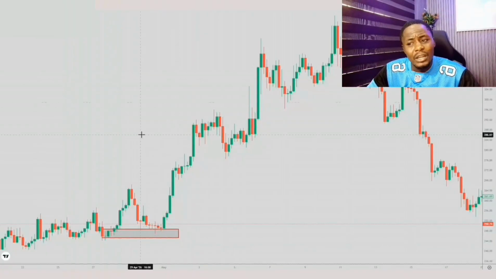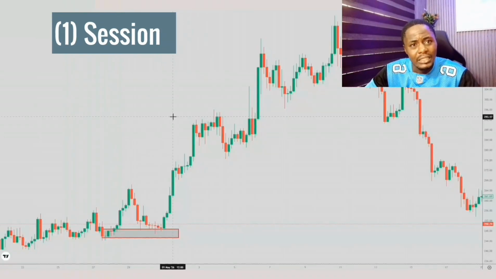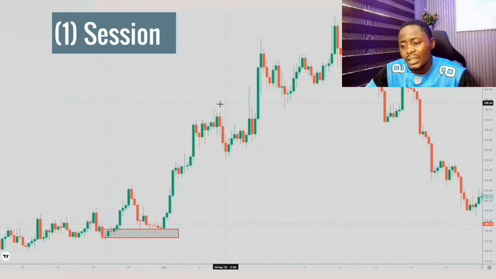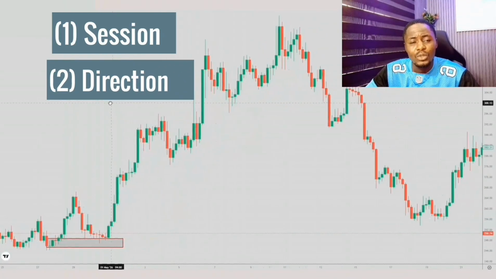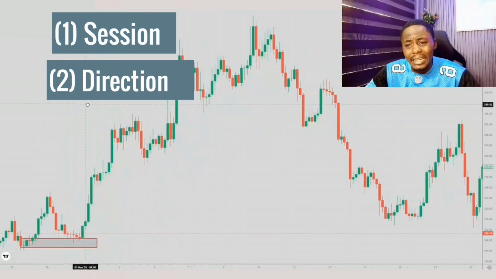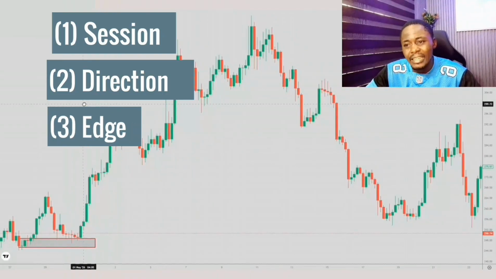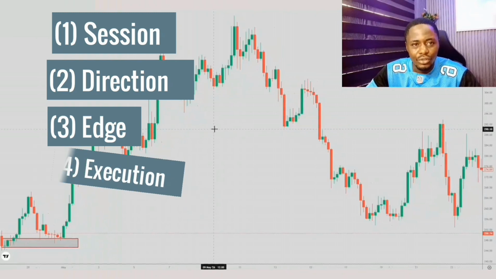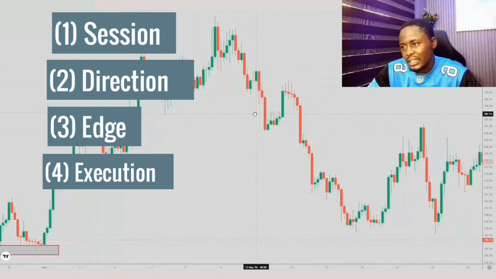So number 1 is your session. Identify the session you are trading, either London session, Asian session, or New York session. And number 2 is the direction of the market. And number 3 is your edge. Define your edge. Then number 4 is execution. So guys, this is the 4th thing you must put into consideration before taking a trade.